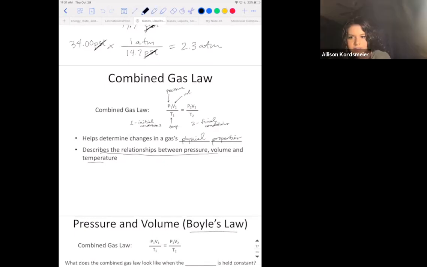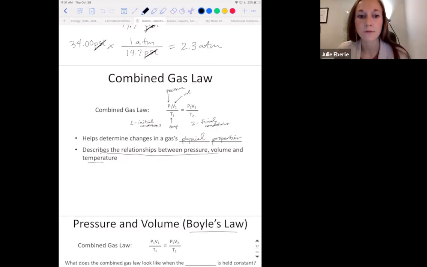Gay-Lussac's is one. And then Charles' law. Yep. Thank you, Caitlin. Charles' law. Charles, Gay-Lussac's, and Boyle.